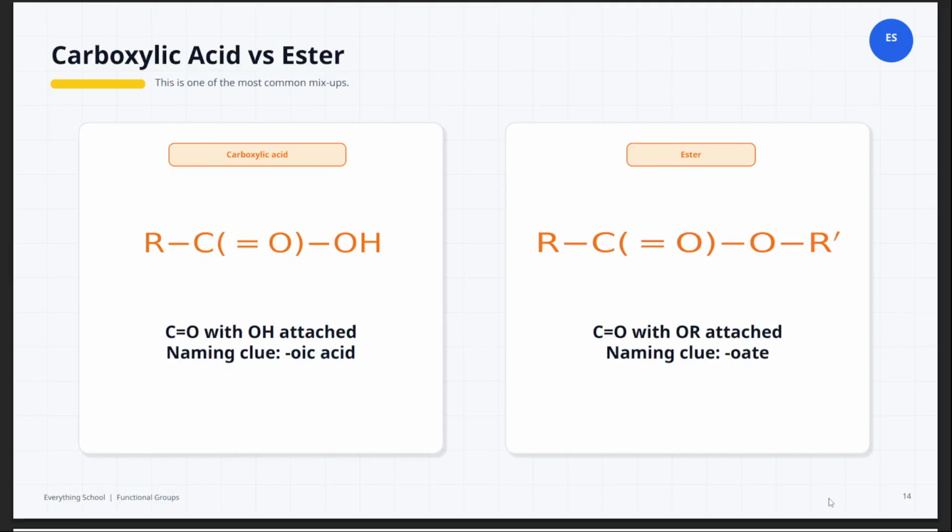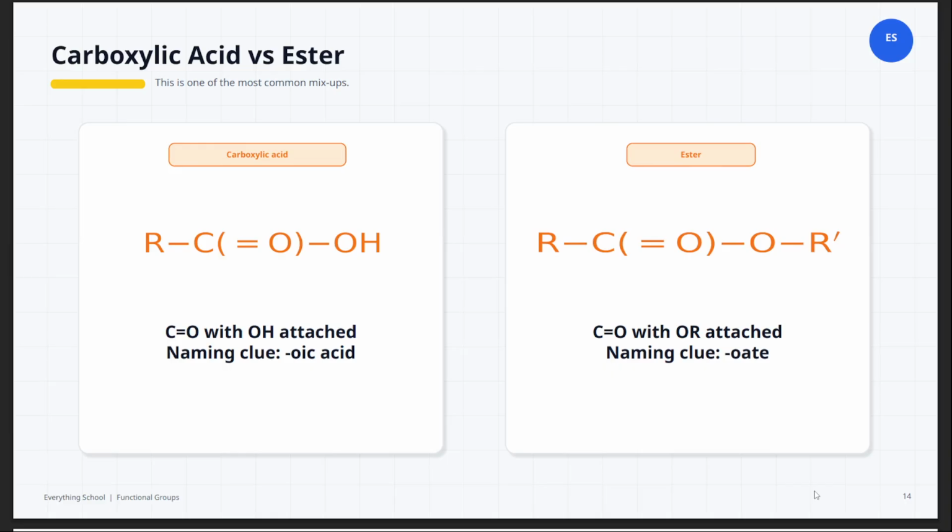A carboxylic acid, pronounced carboxylic acid, has a carbonyl carbon attached to an oxygen-hydrogen group. In naming, the clue is often the ending -oic acid. An ester, pronounced ester, has a carbonyl carbon attached to an oxygen that is bonded to another carbon group. The difference is small visually but huge chemically. Acid means carbonyl attached to oxygen-hydrogen. Ester means carbonyl attached to oxygen-carbon.